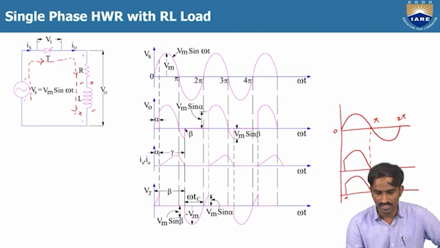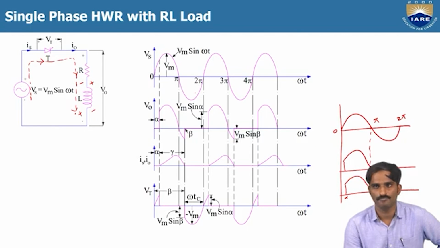That's what you can see here by this VT. This is the terminal voltage across the thyristor. From 0 to alpha, the thyristor is in the off state, so we have the source voltage across the thyristor. And from alpha to beta, there is no voltage across the thyristor because it is in conduction mode, so the voltage across the thyristor becomes 0. Then after beta, the voltage across the thyristor will again follow the same source voltage which we are applying. This is the operation of the single phase half wave rectifier with RL load.